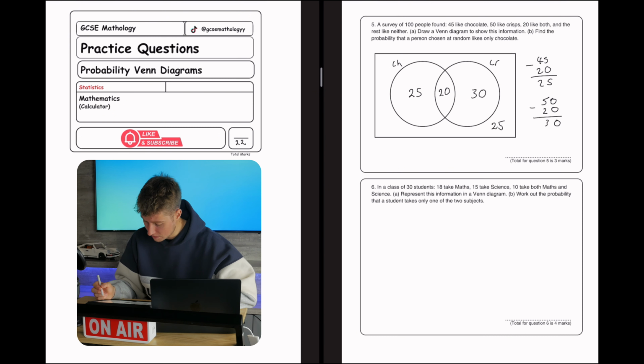Part B says find the probability that a person chosen at random only likes chocolate. So that is 25 out of 100, which is equal to a quarter.